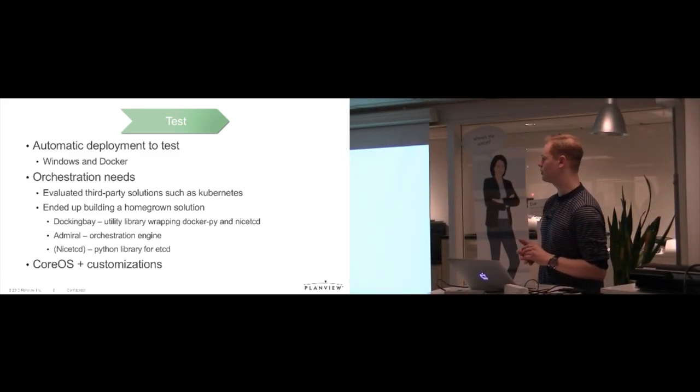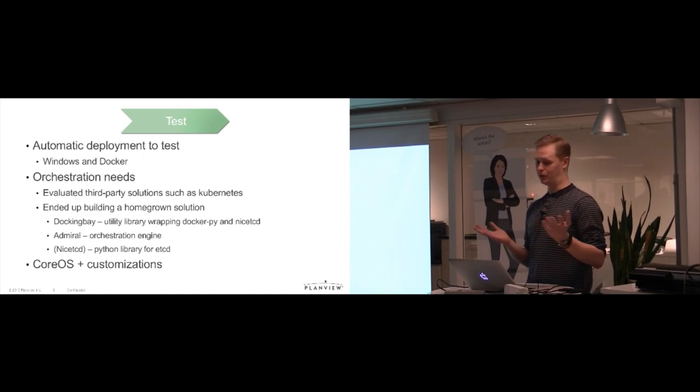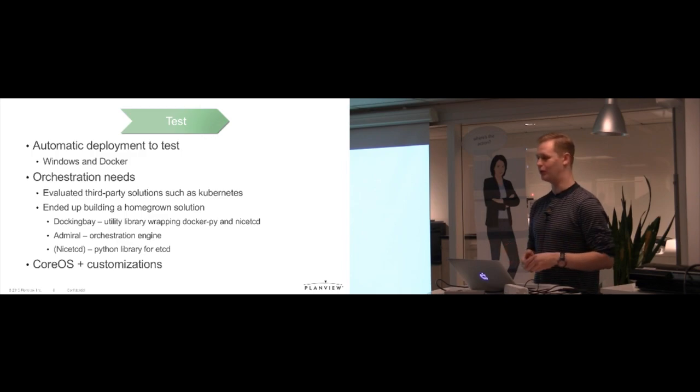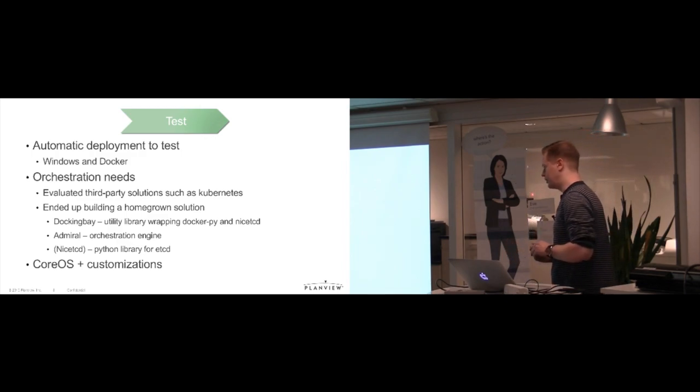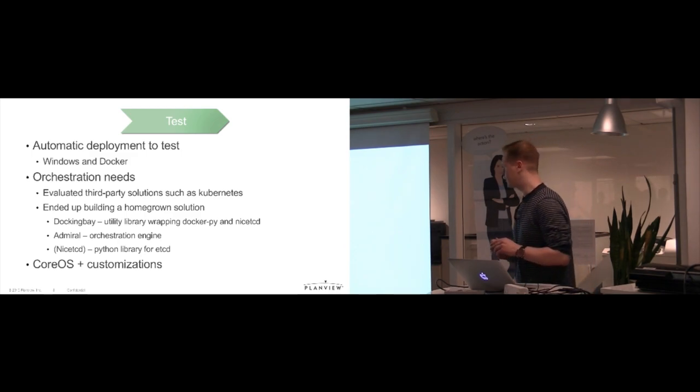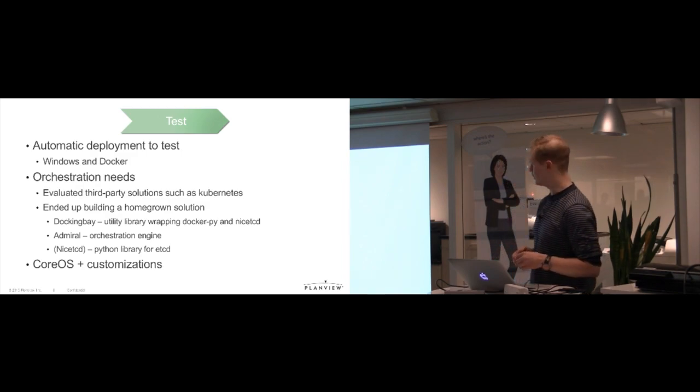We also tested Helios and ran into the issue that you couldn't have multiple images. Another failure. So we decided, let's roll our own. And that's what we did. We created a library called Docking Bay, which is a smart library that does some cool things with etcd, which is a key store for information, and wraps that together with Docker Py, which is a well-known Docker API to actually run things on Docker.